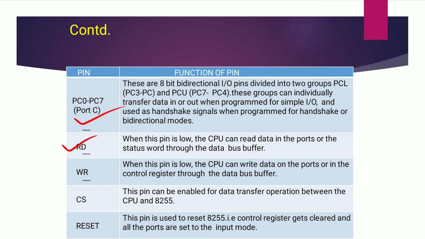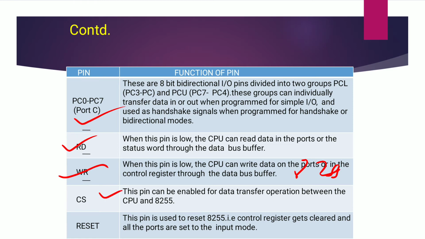RD bar. It stands for read operation. The 8255 sends out data or status information to the CPU on the data bus. Now WR bar. It is a write operation. The CPU writes data into the output port of 8255 and the control word into the control register. When this signal goes low, the microprocessor writes into a selected input-output port or control register.